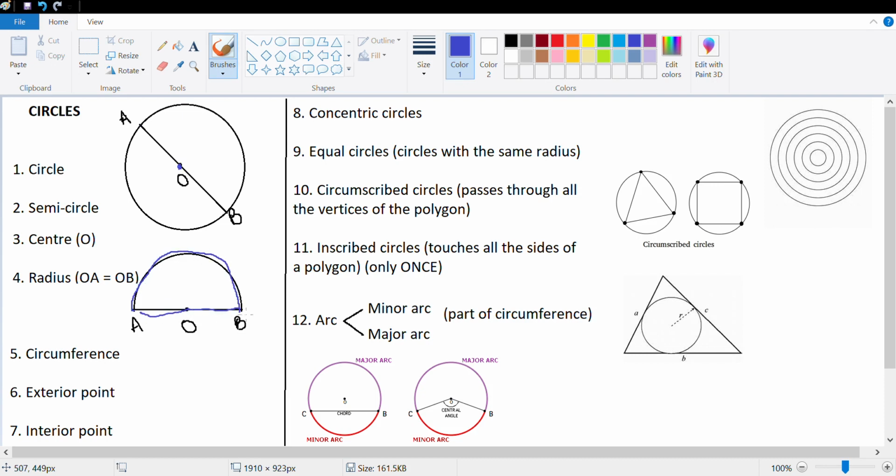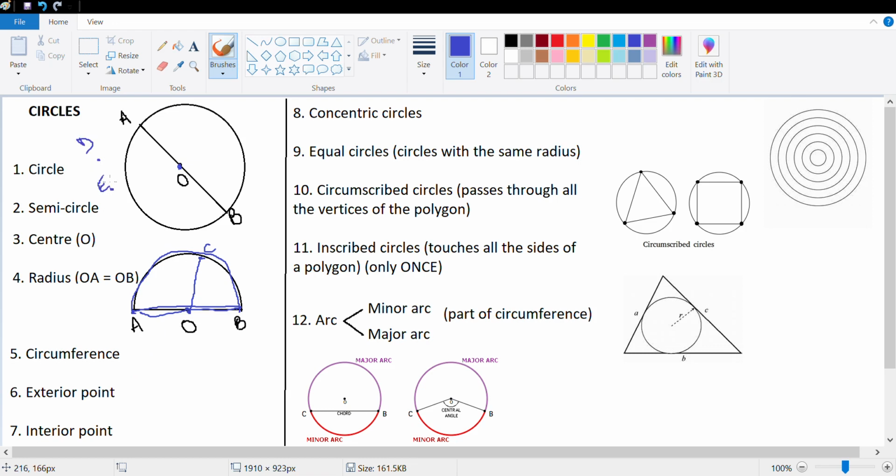OA and OB are equal. In fact, any other point which is on the circumference is equidistant from the center, and this is known as the radius. And the line which passes through the center and touches the circumference at 2 points is known as the diameter.